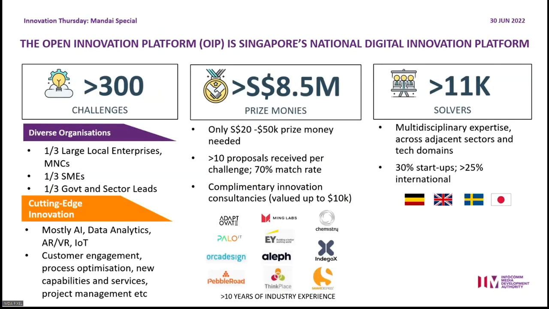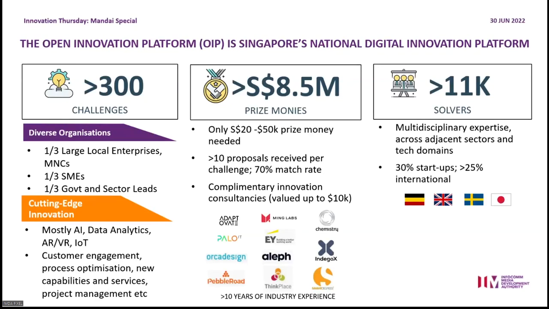So I'll move on to OIP. OIP is really Singapore's national digital innovation platform. We always like to throw out certain numbers. I think the number that usually gets people noticing is that since 2018, we've done more than 300 challenges, worth more than $8.5 million in prize monies. And what the corporates always find very meaningful is that there are more than 11,000 registered problem solvers on the network itself. If you do a rough math, in Singapore you've got about 3,000 to 4,000 startups. That gives you a sense of our reach.